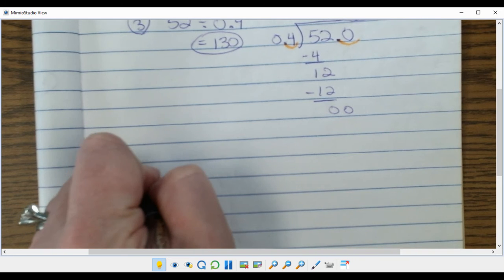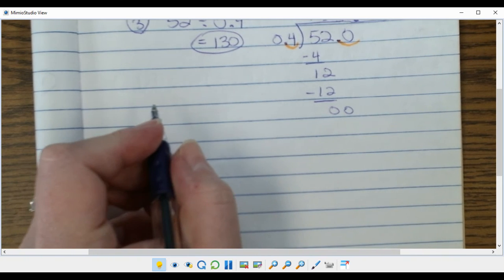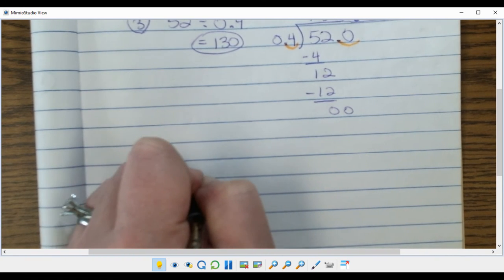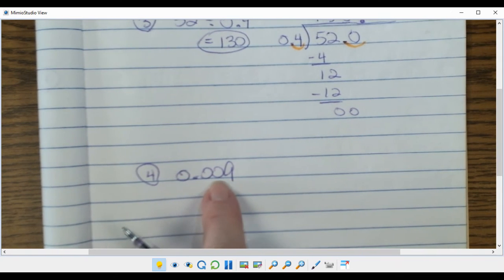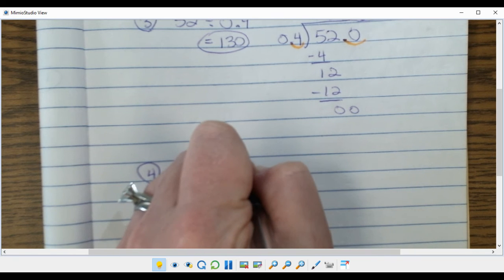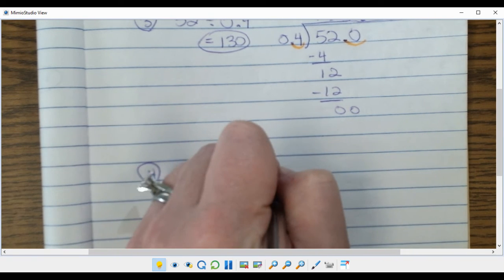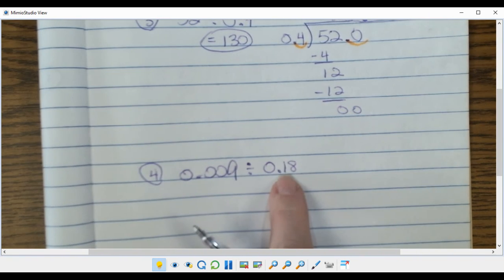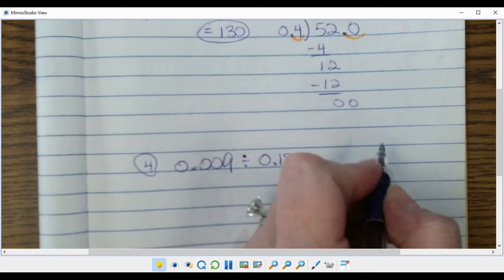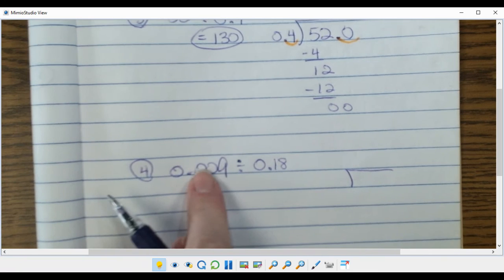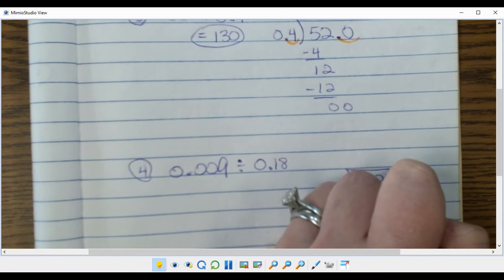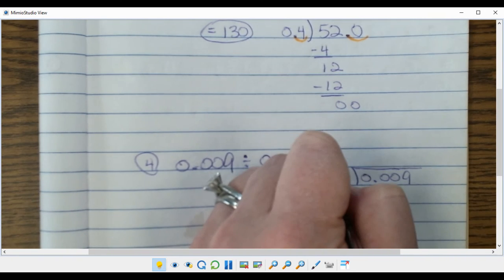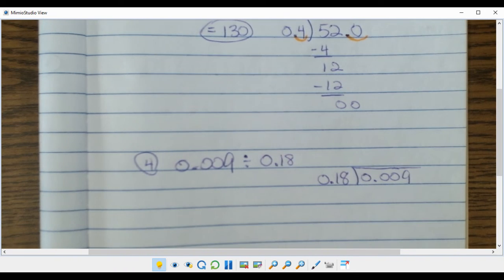All right, one last example. We're going to do 0.009, tenths, hundredths, thousandths, 9 thousandths, a very small number, divided by 0.18, tenths, hundredths, 18 hundredths. Step 1, set it up. The first number always goes underneath as our dividend. And the second number always goes outside as our divisor.